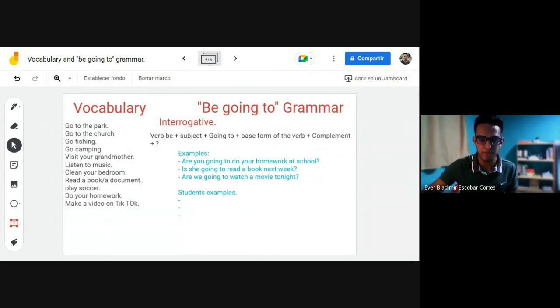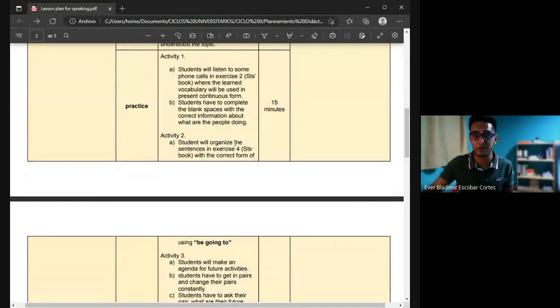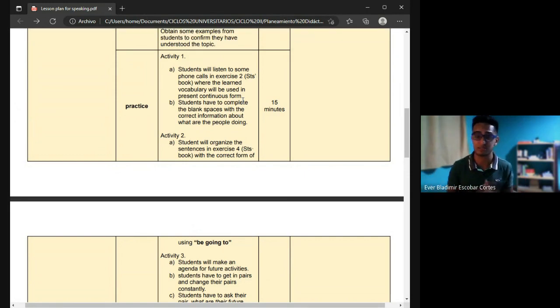And then we got to the practice stage, sorry. So let me see, just give me 1 minute. And then we have the practice stage. The first thing we're going to do is listen to an audio, right? About people answering phone calls and talking about things. The vocabulary that they have in the book is going to be used, but in present continuous.